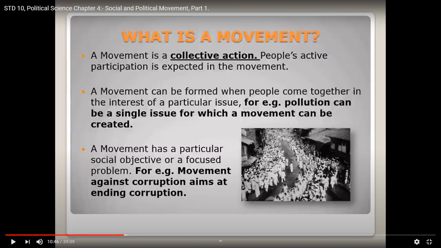A movement can be formed when people come together in the interest of a particular issue. For example, pollution can be a single issue for which a movement can be created. A movement has a particular social objective or a focused problem. For example, the movement against corruption aims at ending corruption.